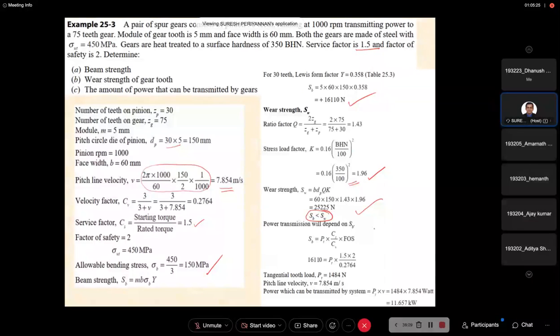Based on the beam strength, I am going to find my PT. PT is the tangential force, which defines our torque. Once we define the torque, we are able to find the amount of power transmitted. From this relation we find PT. Now PT multiplied by V, the pitch line velocity, this way we are able to find the power. Now it is 11.657 kilowatt.